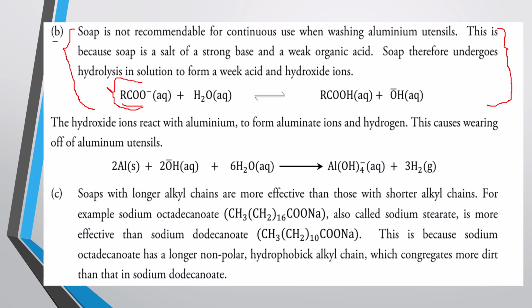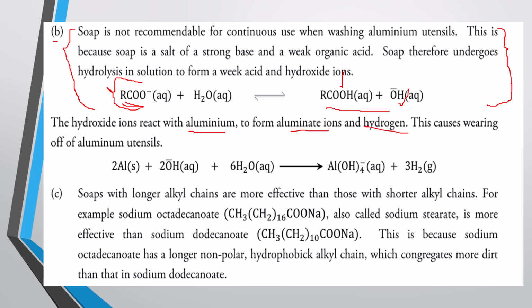So what happens is that soap undergoes hydrolysis. When it undergoes hydrolysis, we form these compounds. So we're going to say that soap is not recommendable for continuous usage when washing aluminium utensils, since soap is a salt made from a strong base and a weak organic acid, it therefore undergoes hydrolysis in solution. So the salt chain undergoes hydrolysis, and this is an ionic hydrolysis, forming a carboxylic acid together with hydroxyl ions in solution. Now the hydroxyl ions are going to react with aluminium. Remember that aluminium is amphoteric, therefore it is going to react with both acidic and basic solutions. So aluminium, being amphoteric, reacts with hydroxyl ions, forming aluminate ions together with hydrogen gas.